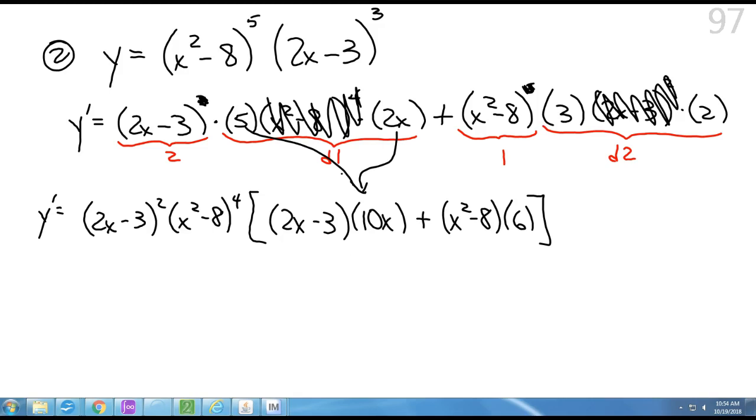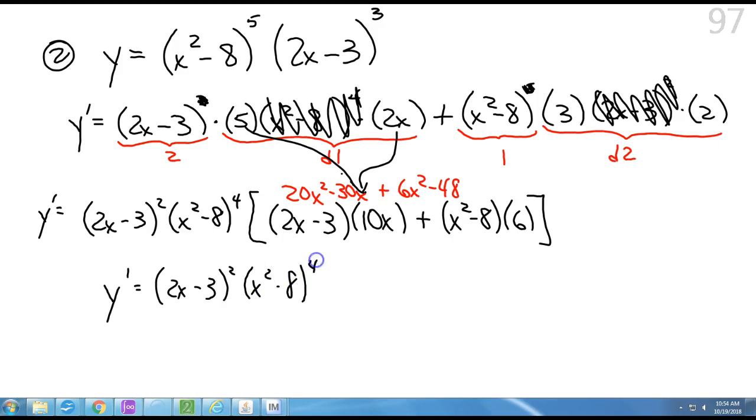Yeah. Okay. So then we're doing the inside. So this is 20x squared minus 30x. This is 6x squared minus 48. So I'm just simplifying inside. It's like I cleaned up the giant mess, now I just got to clean up the little stuff that's left over. So this would be 26x squared minus 30x minus 48.